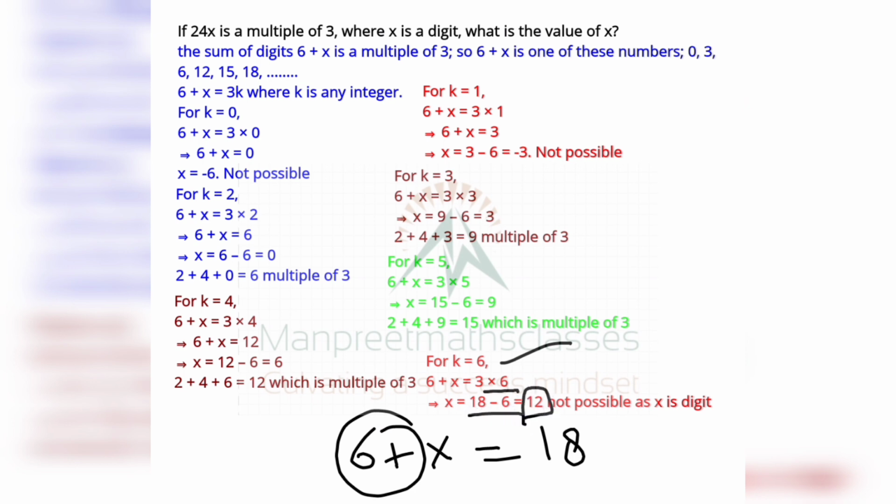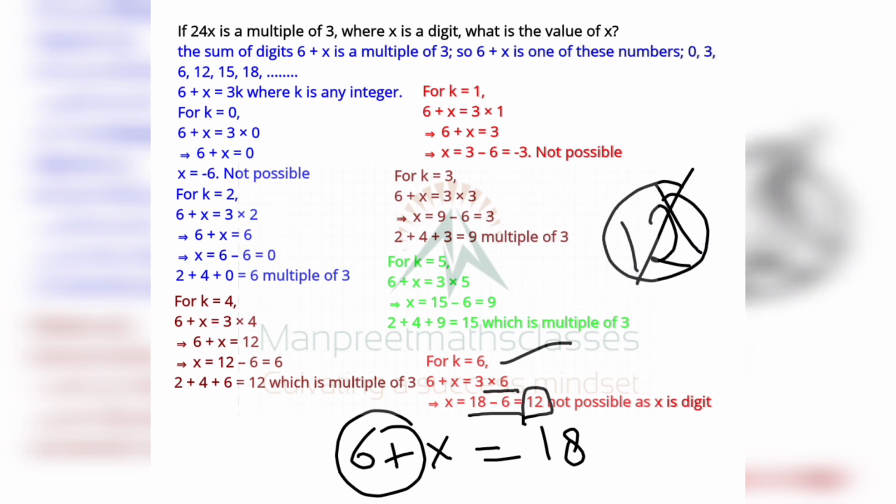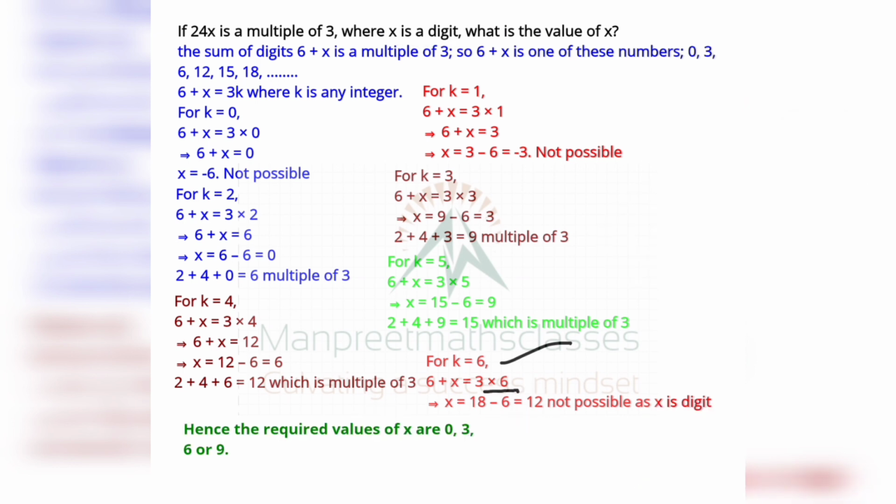As I told you, when you get a 2-digit number, we will stop checking, because in the question it is mentioned x is a digit. That is, it is a single digit. So now we will write the final answer, that is, which values of x are satisfying the given condition. So hence the required values of x are 0, 3, 6 and 9.